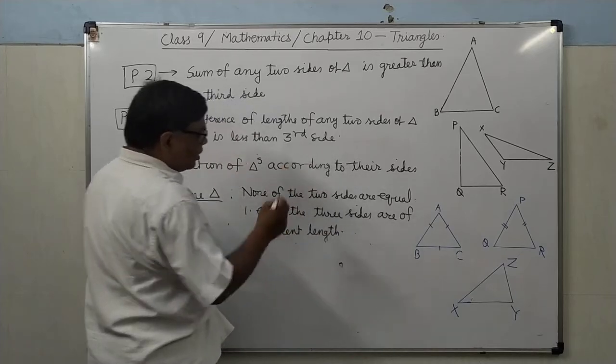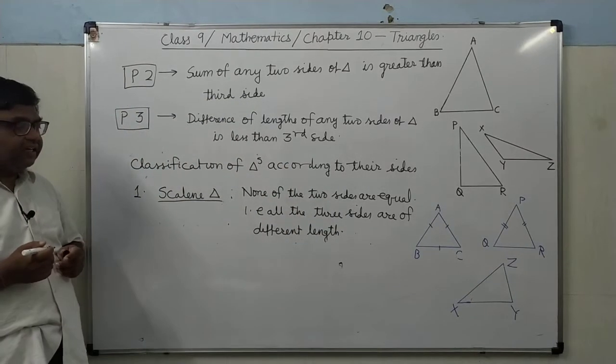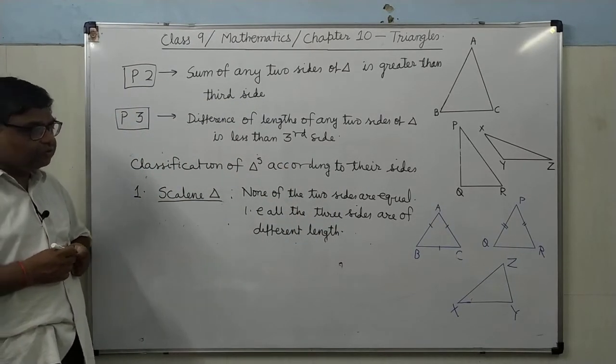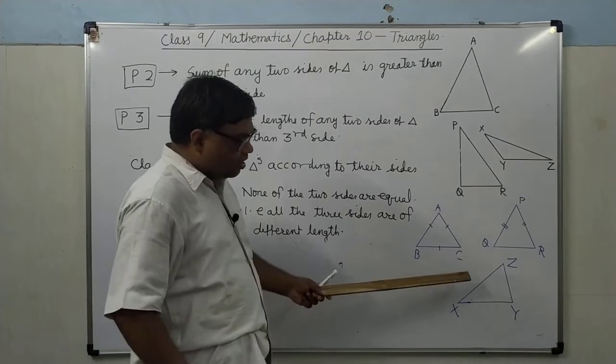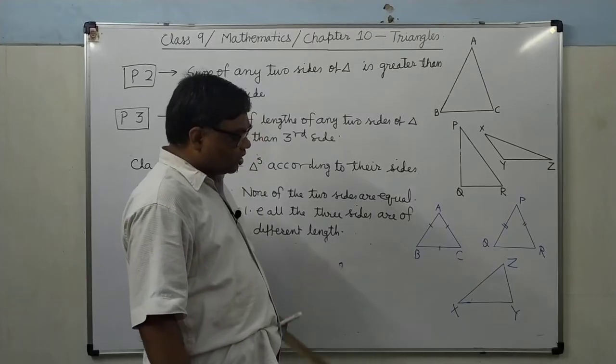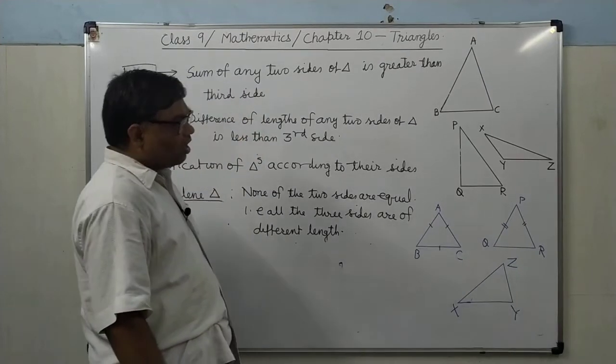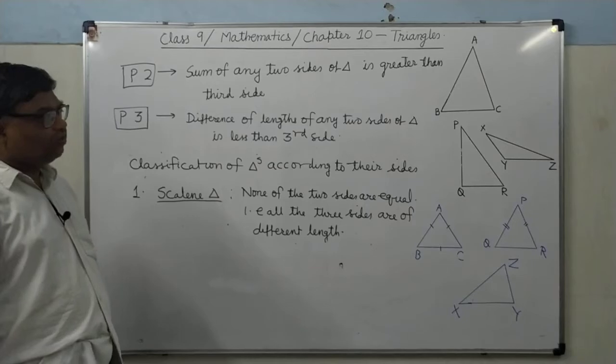It's clear? That is known as the scalene triangle. For example, if you see here, this is a scalene triangle. You can see here, none of the two sides are equal. In triangle XYZ, none of the two sides are equal. Therefore, it will be a scalene triangle.